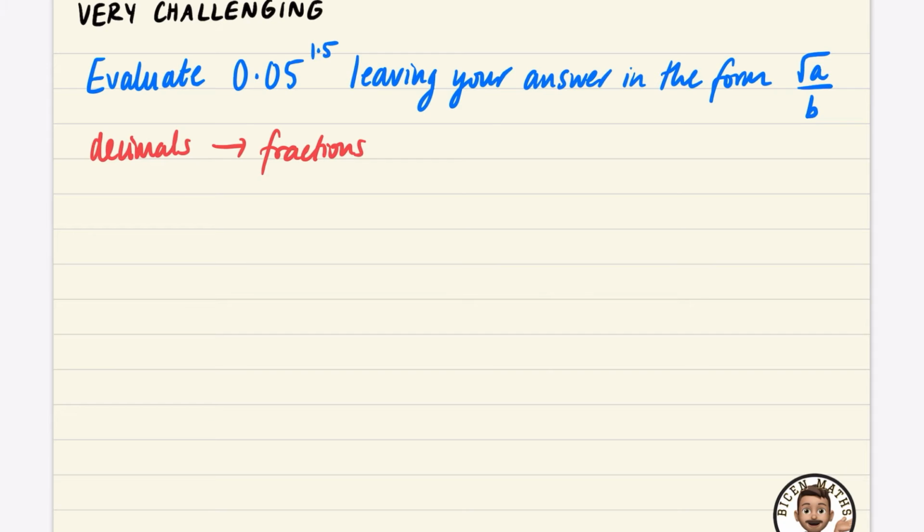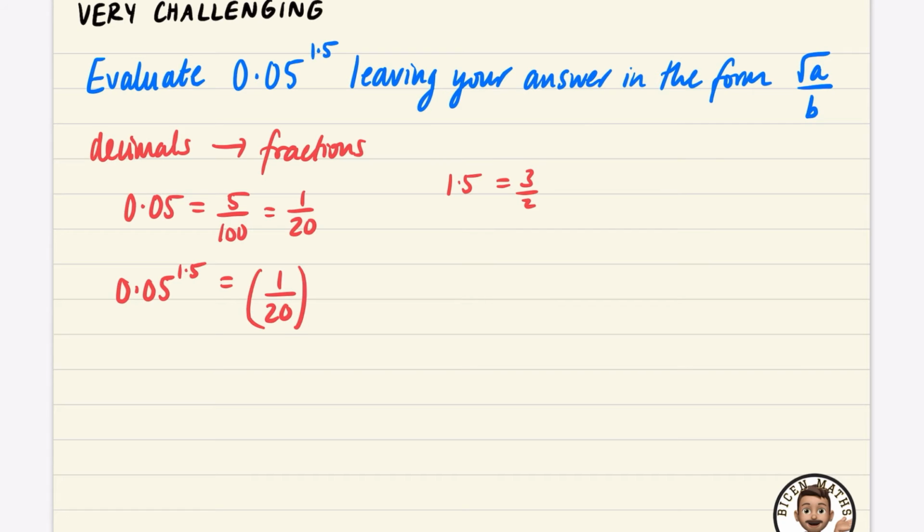Now 0.05 is 5 over 100. You could think of it as 5 hundredths, or you might just know that it is 1 over 20. And obviously 1.5, which is the power, is the same as 3 over 2. So 0.05 to the power of 1.5 is 1 over 20 to the power of 3 over 2.